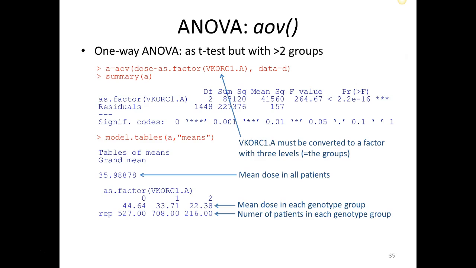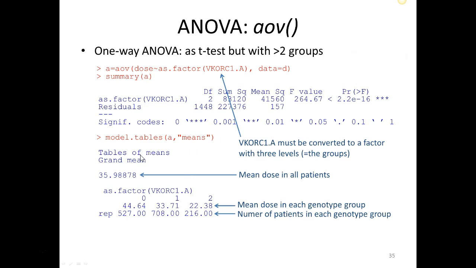And here is the result we get. As factor CYP2C9, there is a significant effect of this on the warfarin dose. If we want to know a little bit more, we could write model.tables, and then for A, and then ask for the means in quotation marks.